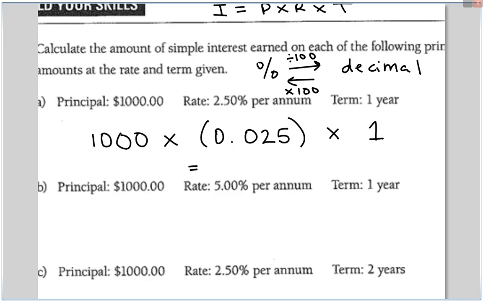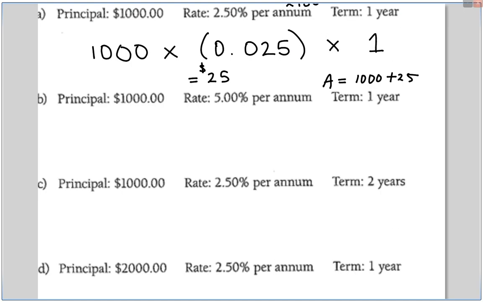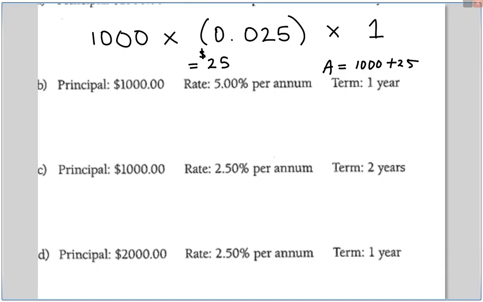So this investment would earn 25 bucks. So if the interest is 25 bucks, what's the A value, the final amount? 1,000 plus 25, which is 1,025. Okay. So you can go ahead and work ahead of me, and just double check as you're going along.